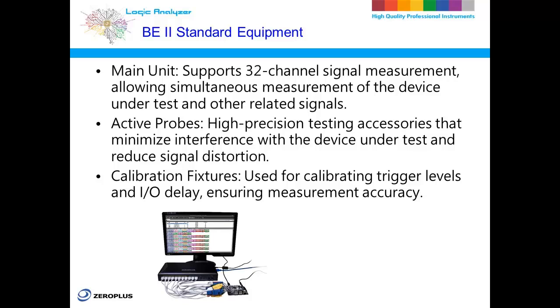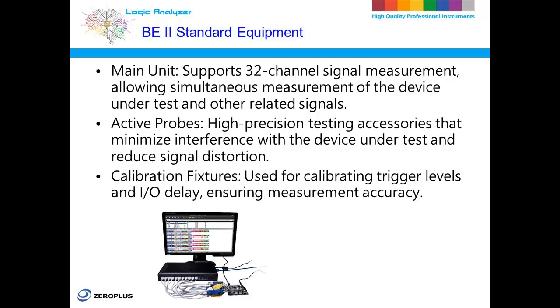Next are the active probes, which are another key component of the B2. These high-precision probes are designed to minimize interference with the test object and reduce signal distortion. Compared to passive probes, active probes have a higher frequency response, capturing finer signal changes, making them ideal for high-speed data transfer testing environments and ensuring the accuracy of the signals.